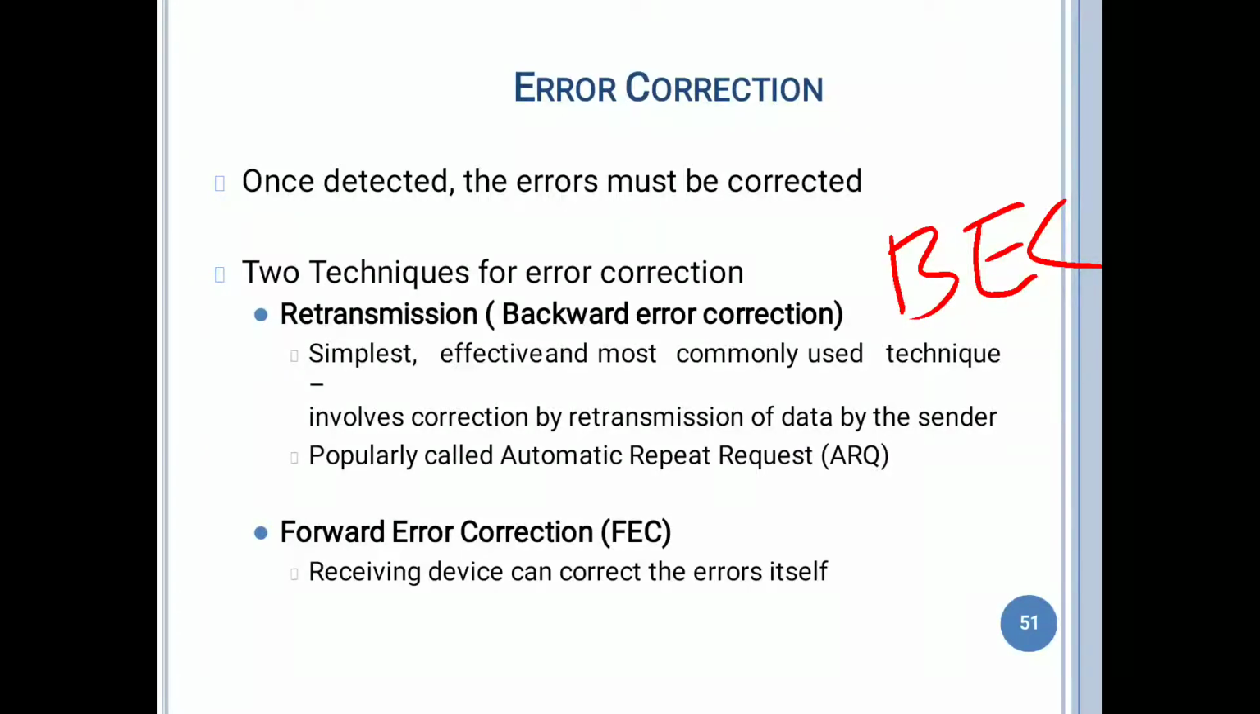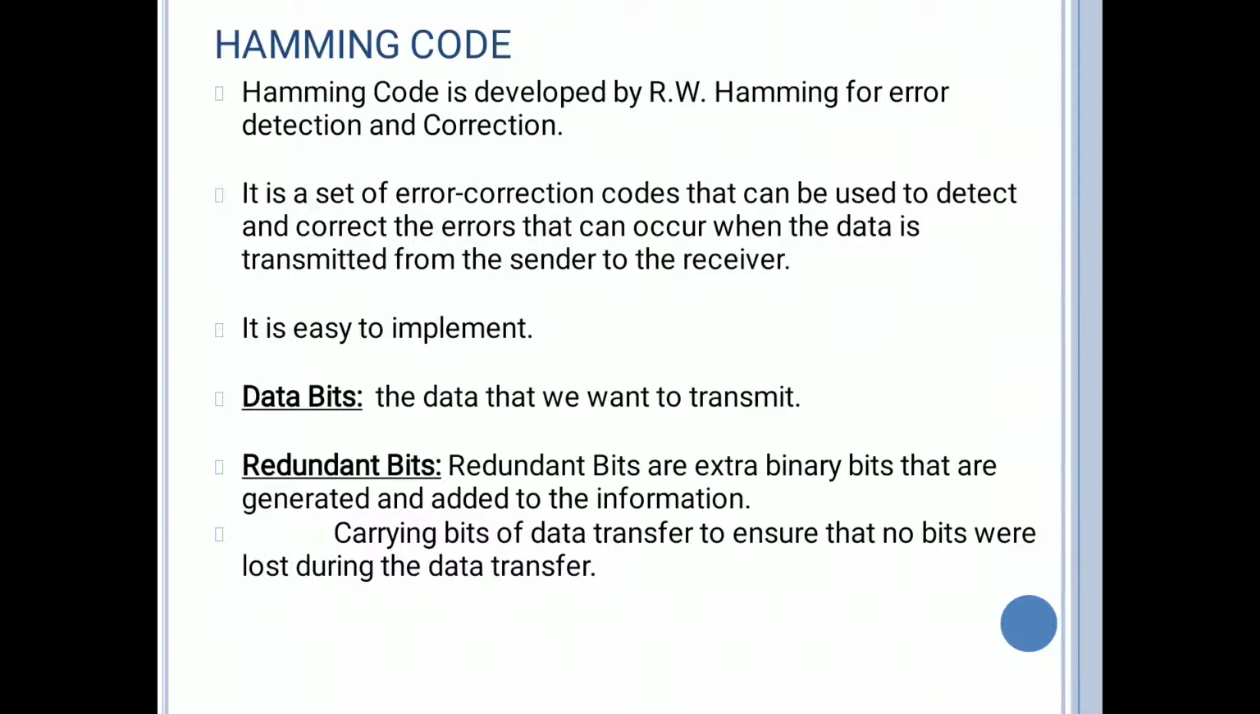So what is this Hamming code? We will see. Hamming code is a technique in the data link layer which was developed by R.W. Hamming. R.W. Hamming is the name of the scientist who invented this Hamming code. Hamming code is used for error detection and correction purposes.